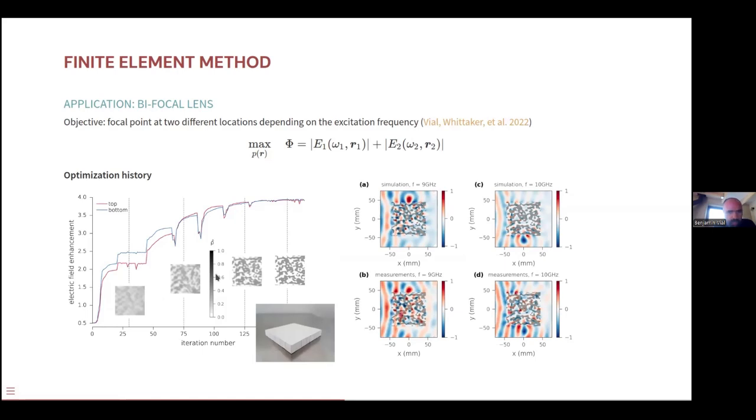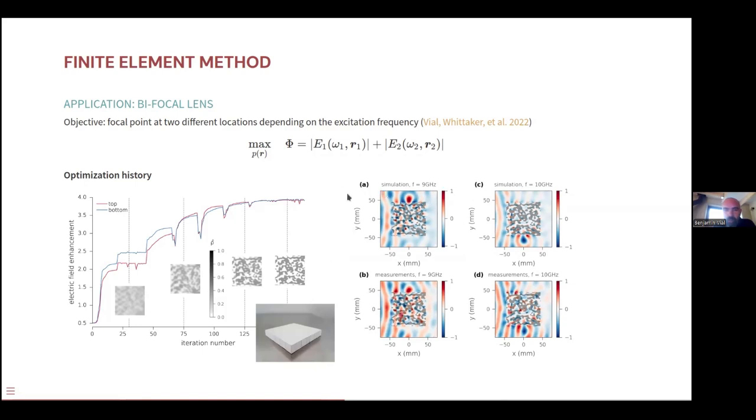And you can see here it goes from a continuous distribution of a material to a black and white, a binary distribution. So this has been 3D printed. Actually, there are two dielectrics, but they're the same color, so you can't really see. And those were the simulations, the results of optimization.